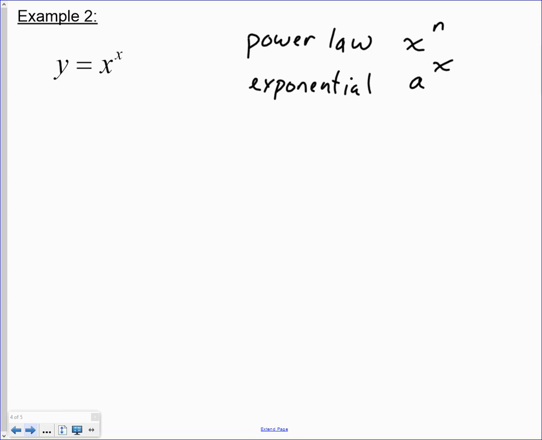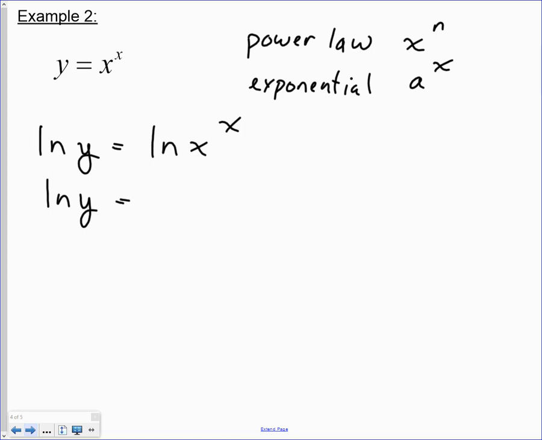The way we tell the difference between them is where the variable is. Is it down in the base? Then it's a power law function. If it's up in the exponent, it's an exponential function. What if the x is both the base and the exponent? How do you do this? Well, logarithmic differentiation to the rescue here. Let's take the ln of both sides. Let's simplify using laws of logarithms.